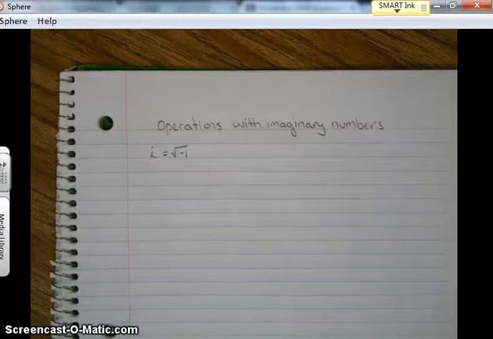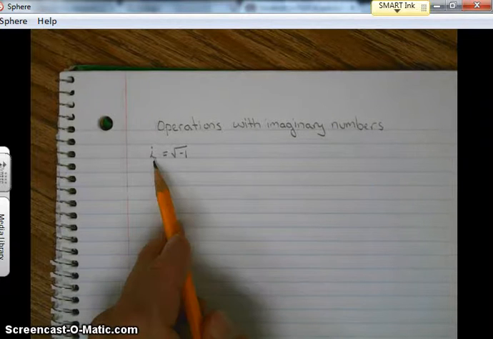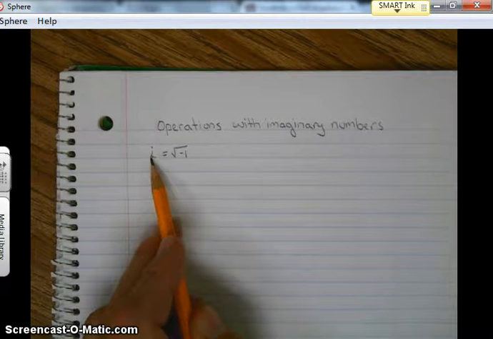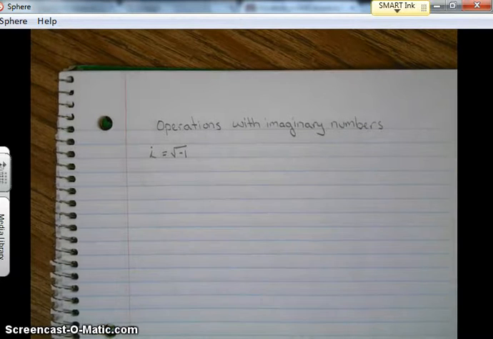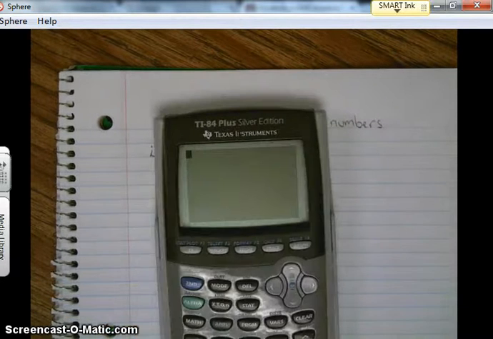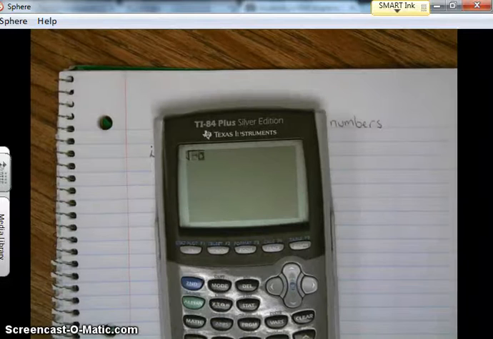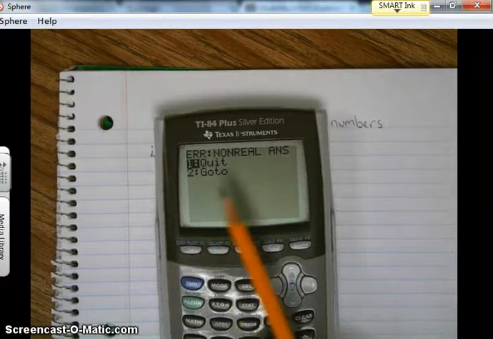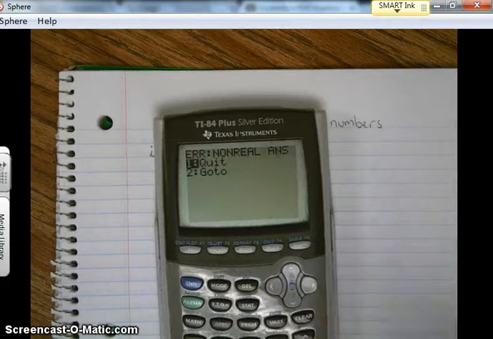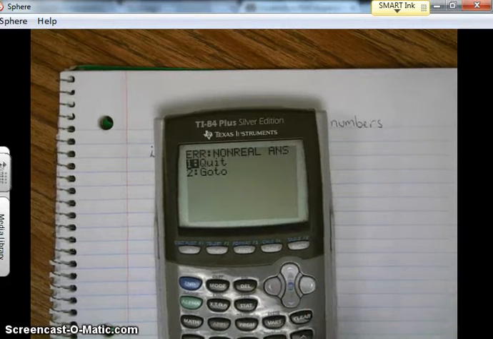Well, the long-awaited topic, imaginary numbers. So the first thing we're going to learn is how to deal with an imaginary number. First of all, we use the letter i to represent an imaginary number, and i is defined as the square root of -1. If we put the square root of -1 into our calculator, it will tell you that it is a non-real answer. Something that's not real is, of course, imaginary.